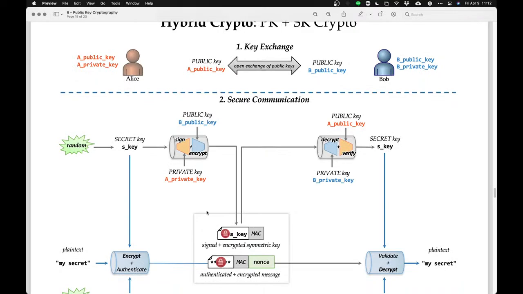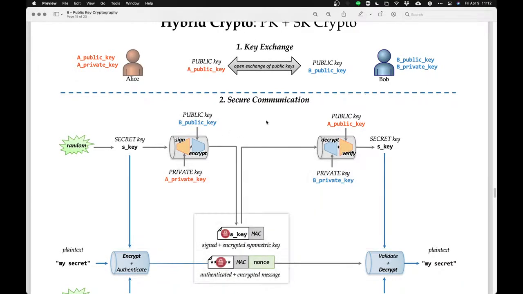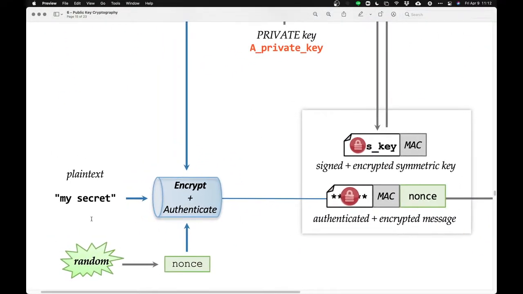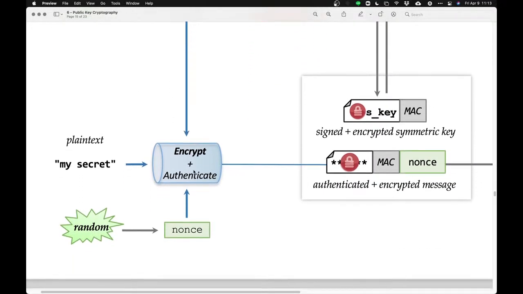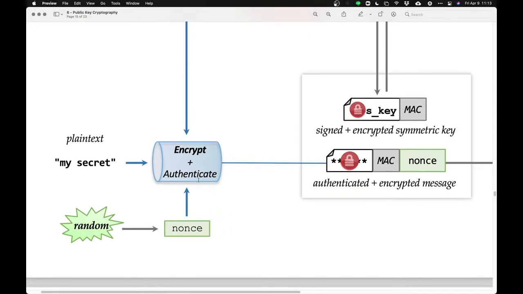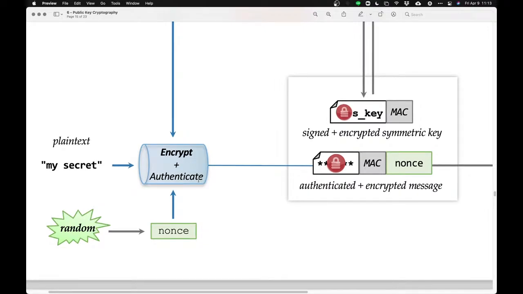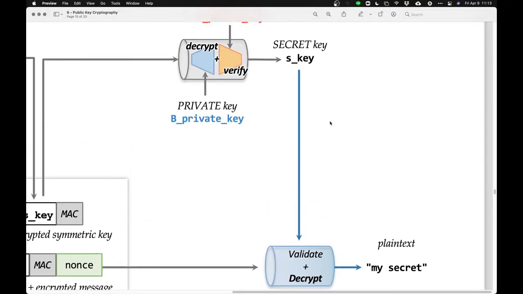So back to the beginning. How do we encrypt data? We always use symmetric key cryptography to encrypt and decrypt. Where does a symmetric key come from? You just randomly generate it. You do authenticated encryption like we did with RBNSCL, and on the other side, they validate and decrypt with symmetric key crypto.